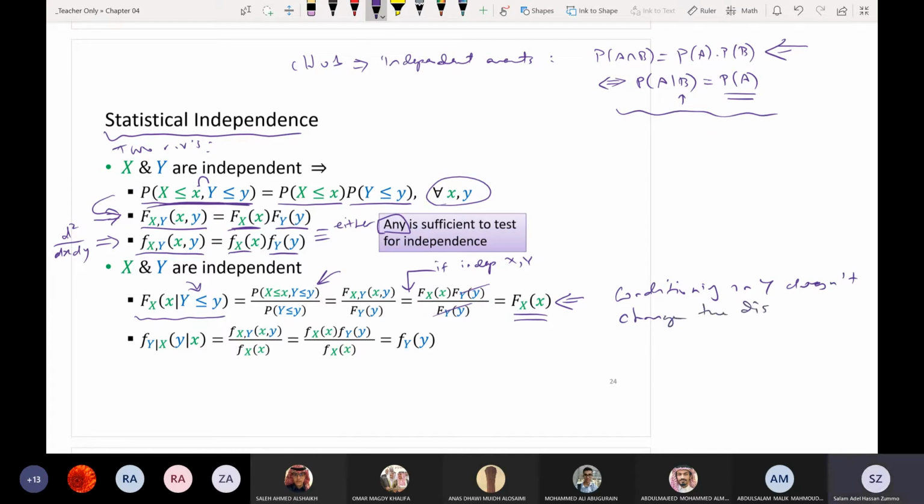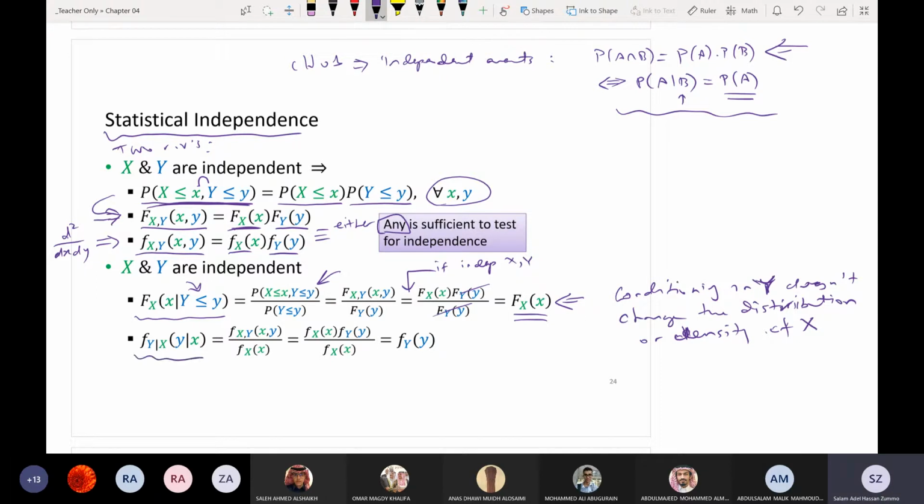the distribution or density of x. This is what it means. Conditioning on y does not change the density or distribution of x, and vice versa. Conditioning on x will not change the distribution or density of y.